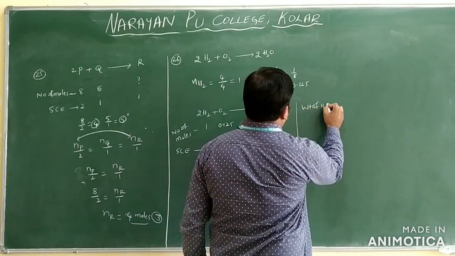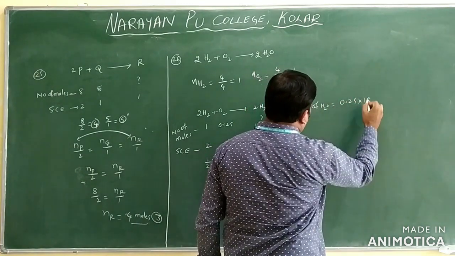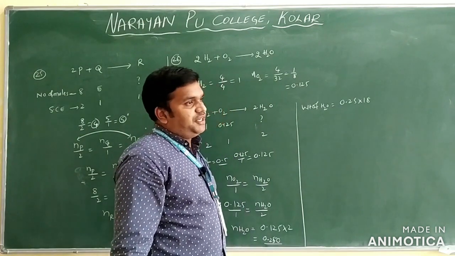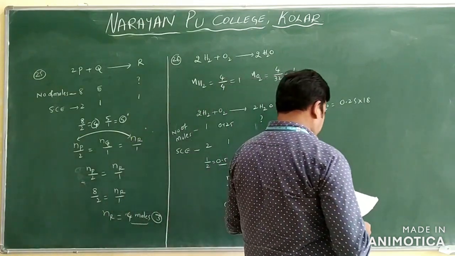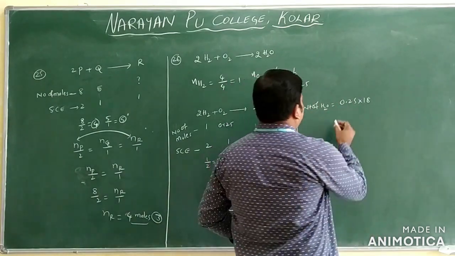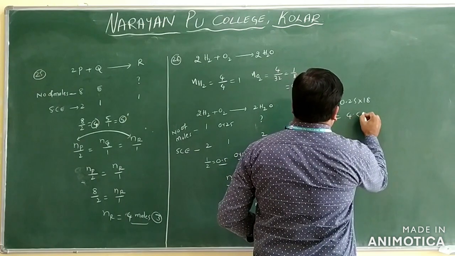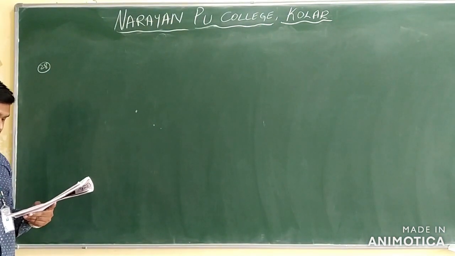Weight of H2O is equal to number of moles, we got 0.25, into the weight of H2O, we have 18 only. Clear? If you multiply, you will get how much here? 4.5 grams is the answer.